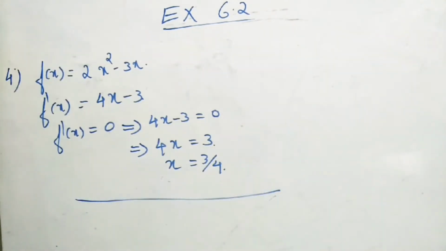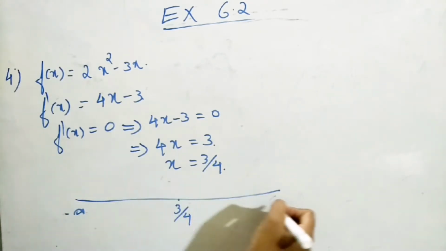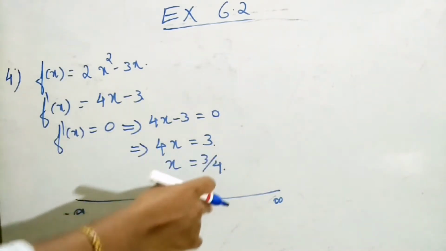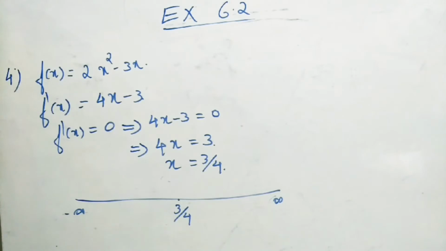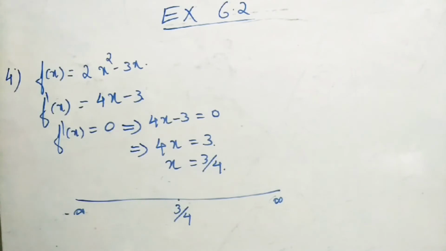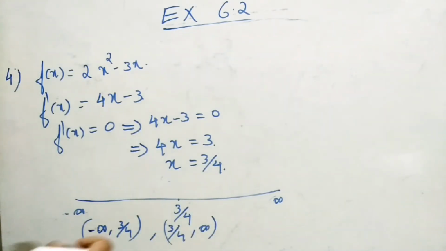Now just consider the real line. Suppose this is our 3 by 4, and this is minus infinity and this is plus infinity. That means the point x is equal to 3 by 4 divides the real line into two intervals. The first one is minus infinity to 3 by 4, and the second is 3 by 4 to infinity. We are not including this 3 by 4.